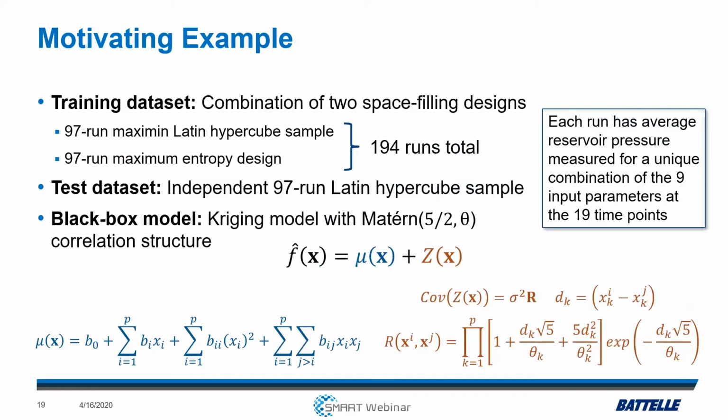And in this case, the black box model that we're using is a Kriging model. So it's assuming a trend term, for which we used a quadratic polynomial, and then it has this correlation term Z. For that, we are using the standard Matern correlation that people use a lot in Kriging modeling.